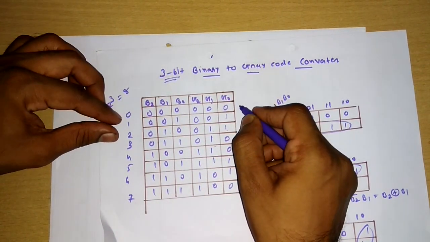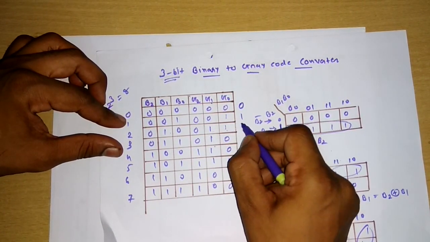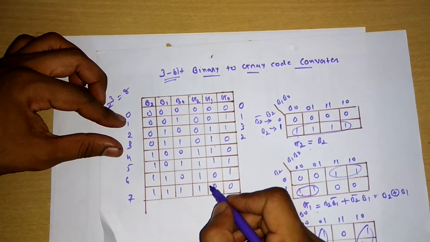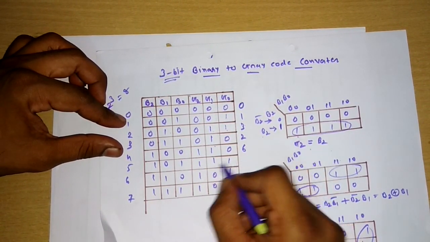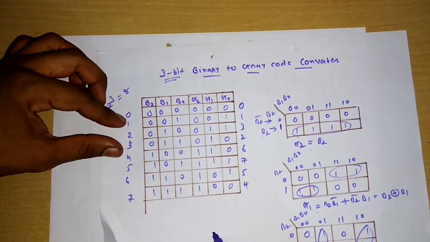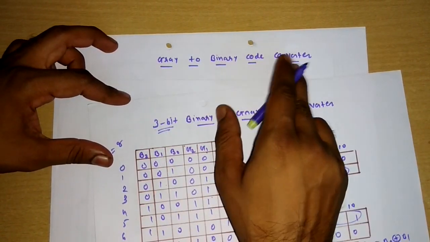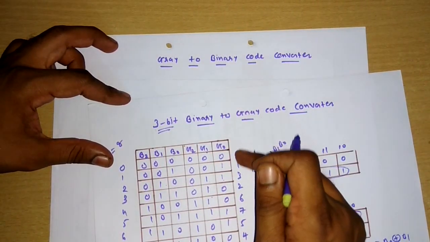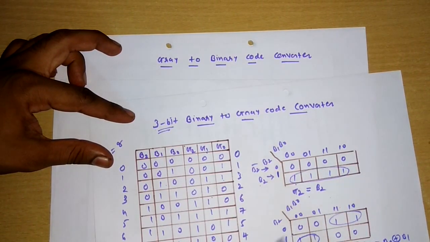But if you notice the equivalent decimal numbers of the gray outputs, it is 0, then 1, 3, 2, then 6, 7, 5 and 4. So what we are going to do in this gray to binary code converter is take the input as this sequence, 0, 1, 3, 2, 6, 7, 5, 4, because this is the input combination, and we will take the output combination as this.